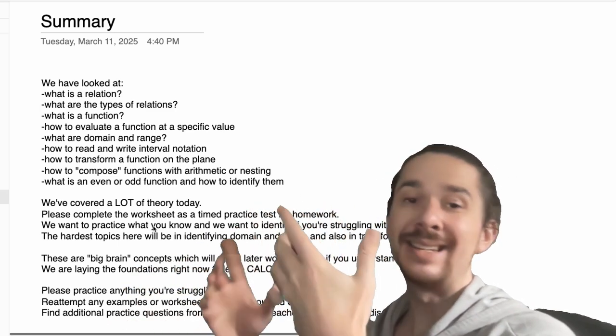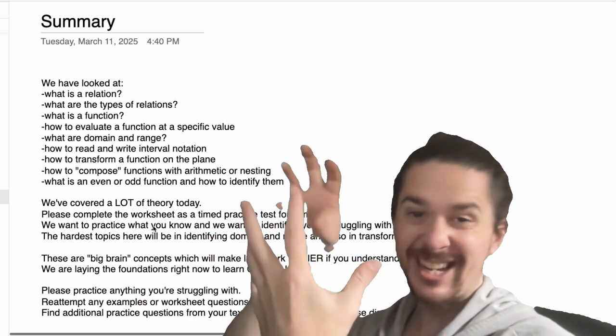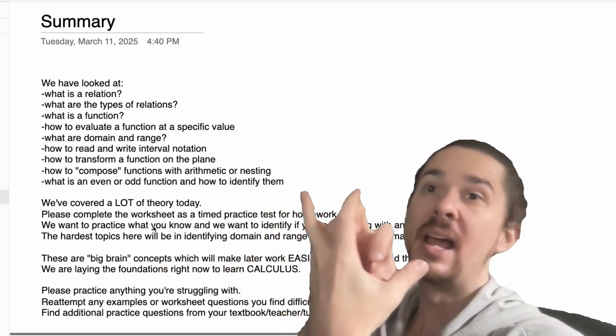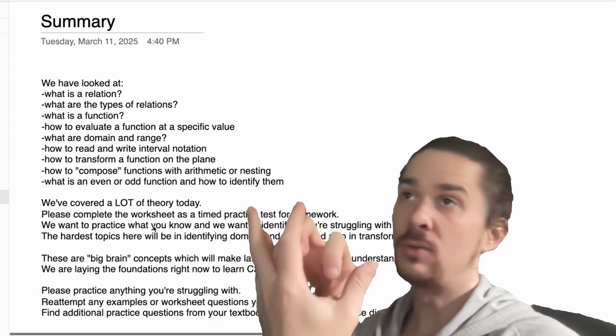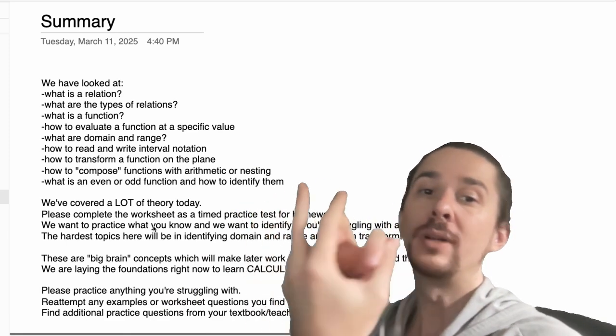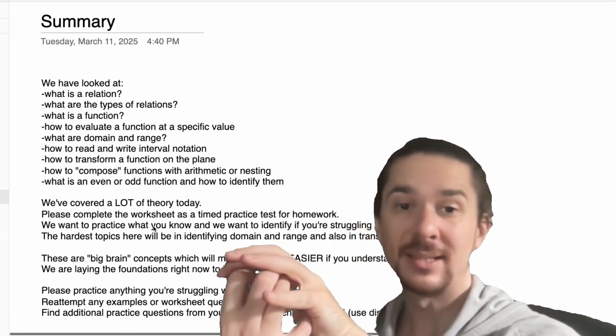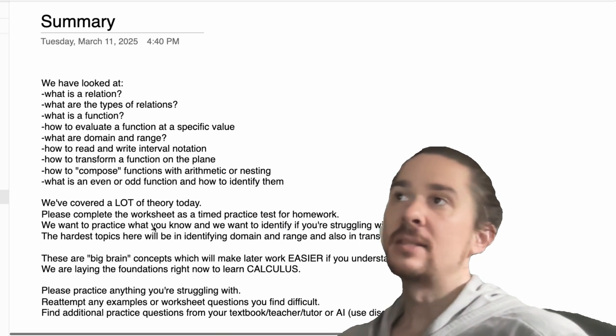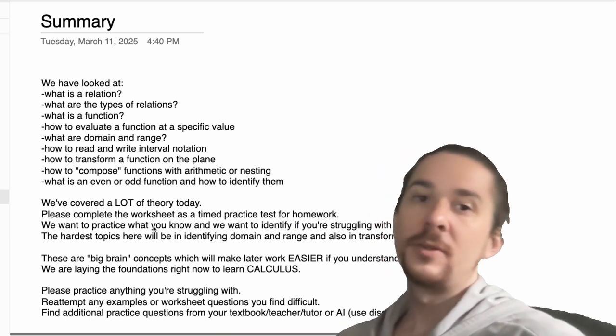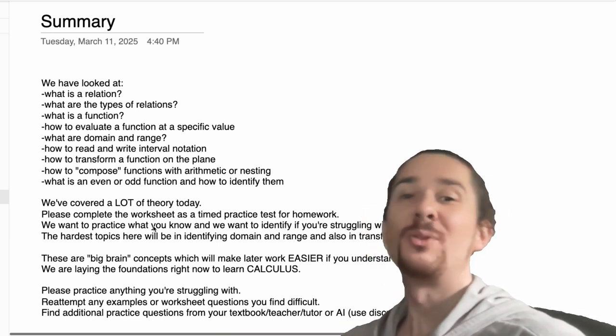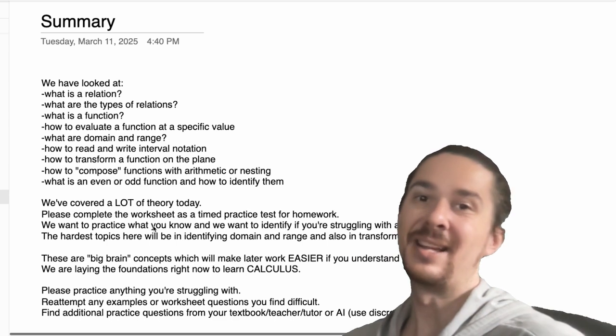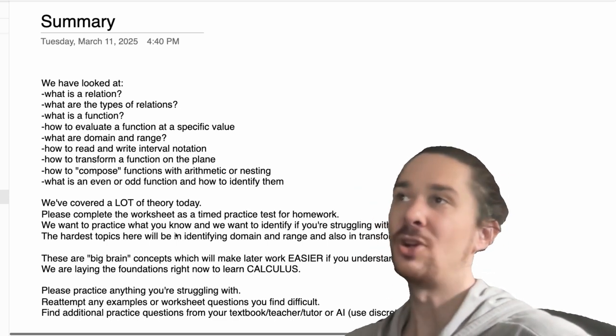And we also looked at nesting, where you put one function inside the other function. And we saw that this is not commutative. In most cases, you will get a different answer if you nest in a different order. And lastly, we looked at what is an even function, what is an odd function, how do we tell if a function is even, how do we tell if a function is odd.